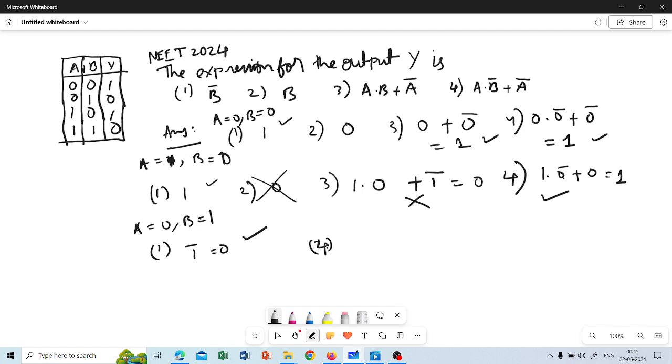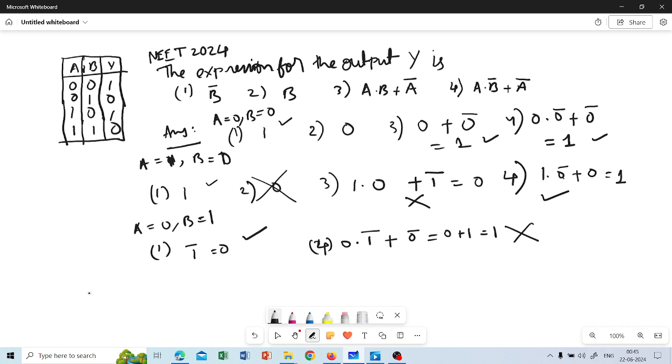A dot b bar. So a is 0, 0 dot anything is 0. But let me write it for the sake of it. B bar, 1 bar plus a bar. A bar is what? 0 bar. So this gives me, this is 0. 0 plus 1 is equal to 1. So this is 1. But we have to get 0. So this is wrong.